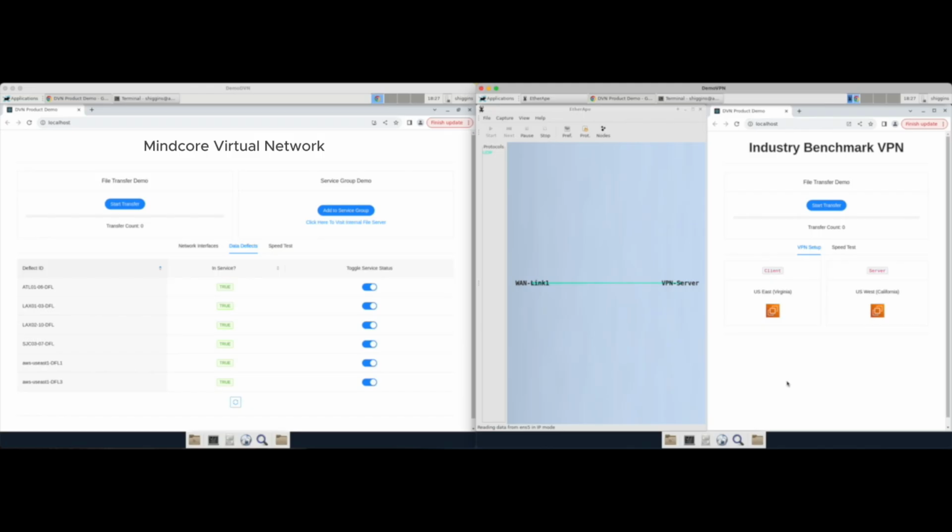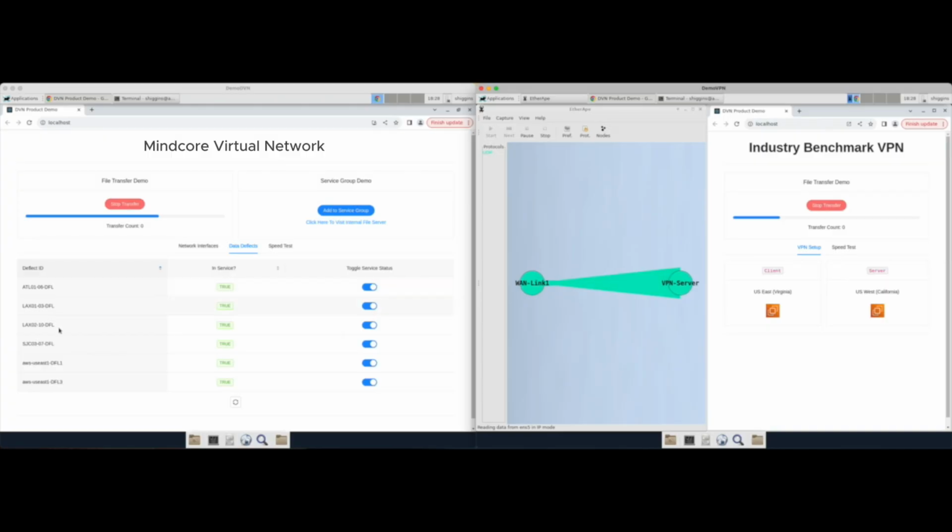On the right-hand side, for the industry benchmark VPN, we'll use a tool called EtherApe to do packet visualization. As I start the file transfer in both systems, you can notice the EtherApe window showing all packets on the VPN side moving from the singular WAN link to the VPN server through a single tunnel.